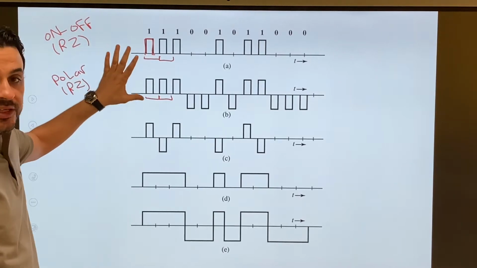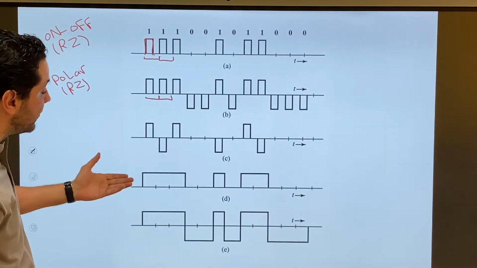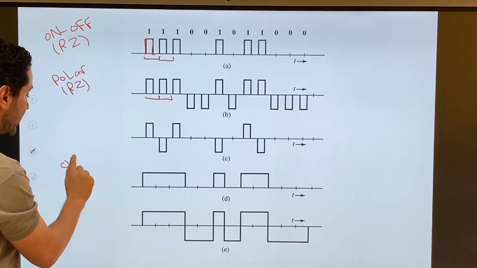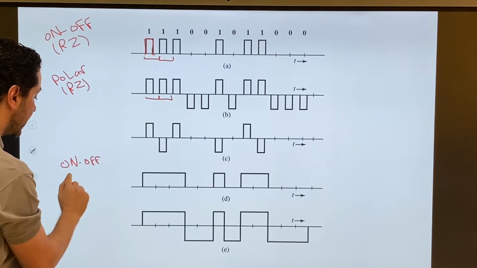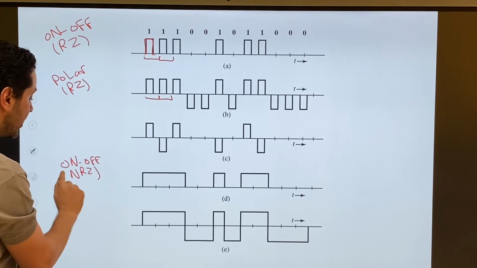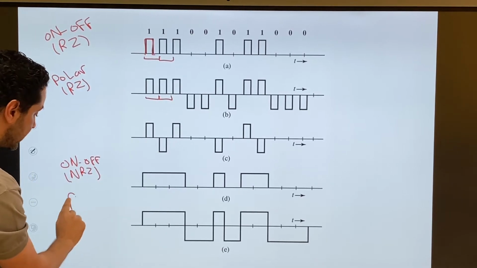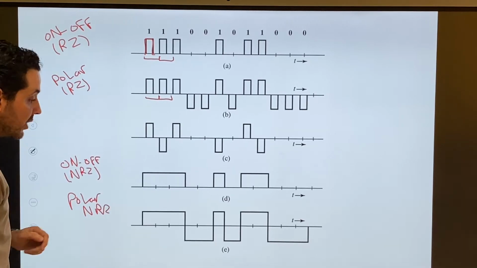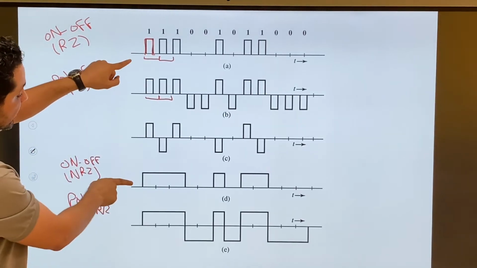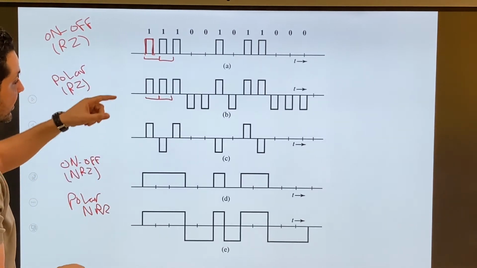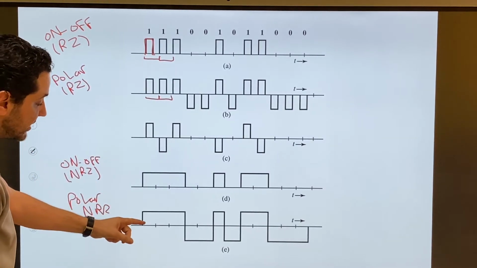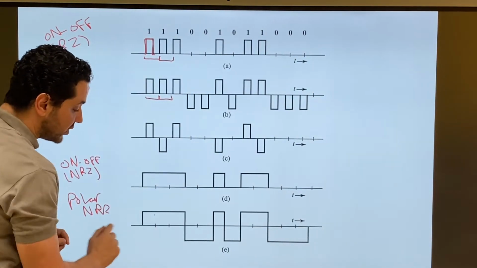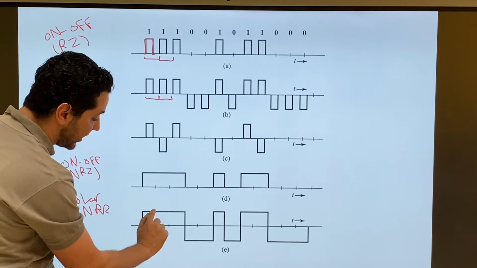We can compare these two schemes to the on-off without return to 0. This is called on-off non-return to 0. And this is called polar non-return to 0. So this is on-off return to 0. This is on-off non-return to 0. This is polar return to 0. This is polar non-return to 0, because the pulses don't go back to 0 in the middle of the period. Actually, they continue until the end of the period.